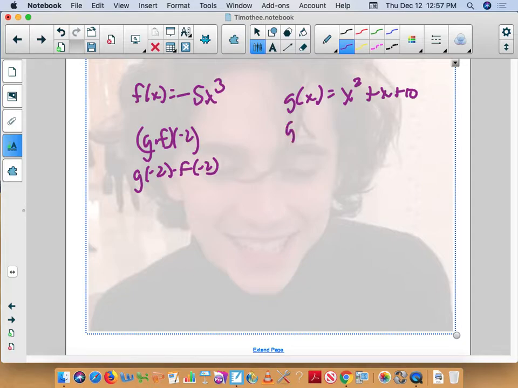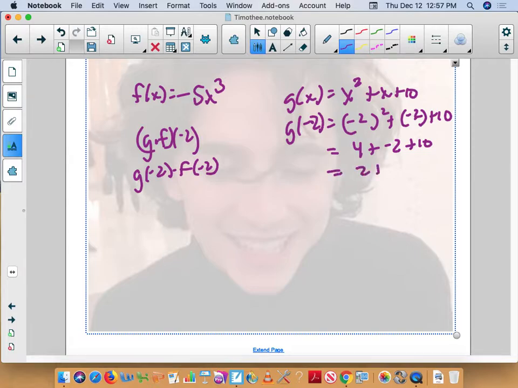So let's find g of negative 2. And working with some of y'all, I would say again, parentheses are real important. Negative 2. What's negative 2 if it's in parentheses squared? Sarah? 4. Plus negative 2 plus 10. That's 2 plus 10, which is 12. So g of negative 2 is 12.